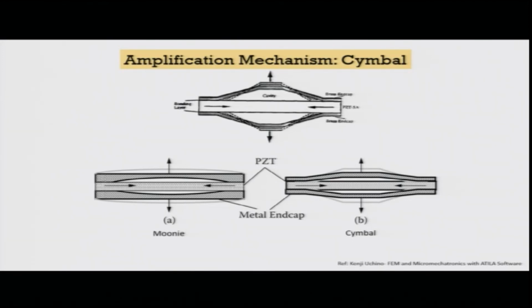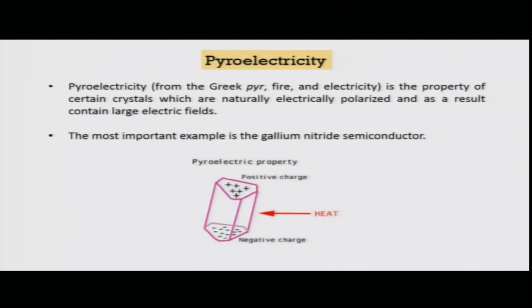A very similar configuration, with a little bit of a difference, is the cymbal configuration, where instead of a hinge system, you have this kind of a system. You have these metal end caps, which are shaped in a manner similar to your amplified piezo actuator. Though for the amplified piezo actuator it was a curved shape, here it has this type of shape, and that is what is called a cymbal shape. So, you have cymbal shapes and Moonie shapes in order to mechanically amplify the deflection of the system.